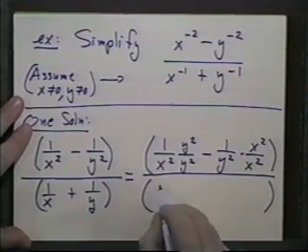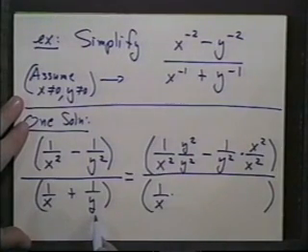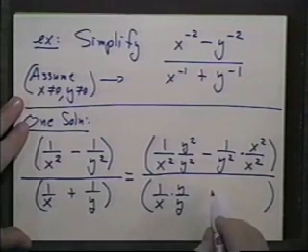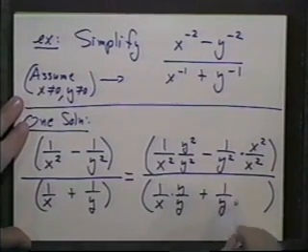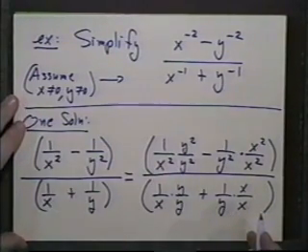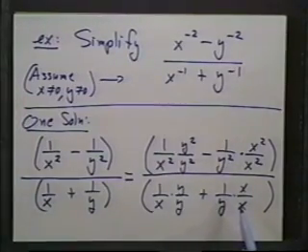Same thing down here. 1 over x, I want x times y to be my denominator, so I'll multiply by y over y to make this have the correct denominator. And then 1 over y I will multiply by x over x. So I have the correct denominator here. So now I'm all set to write the top and the bottom as a single fraction each.